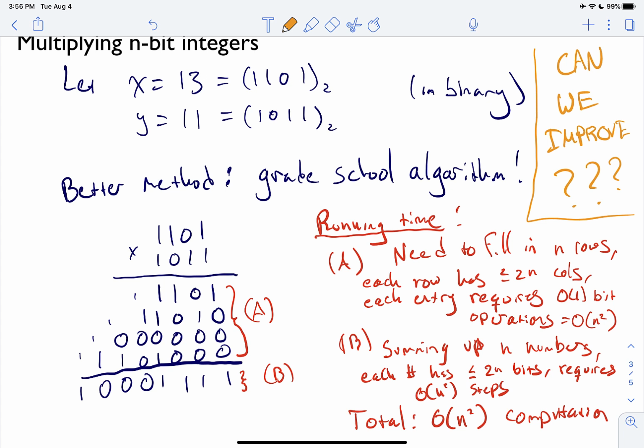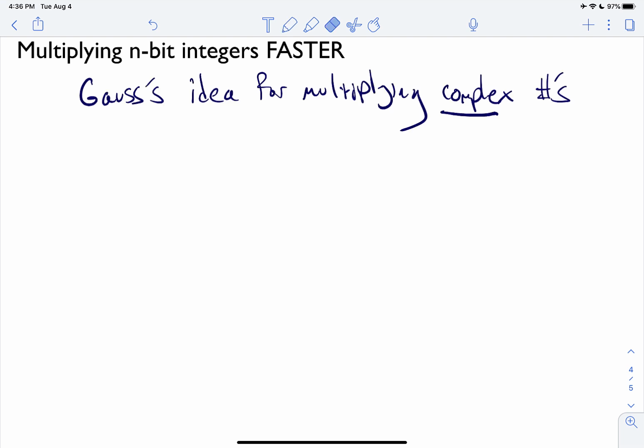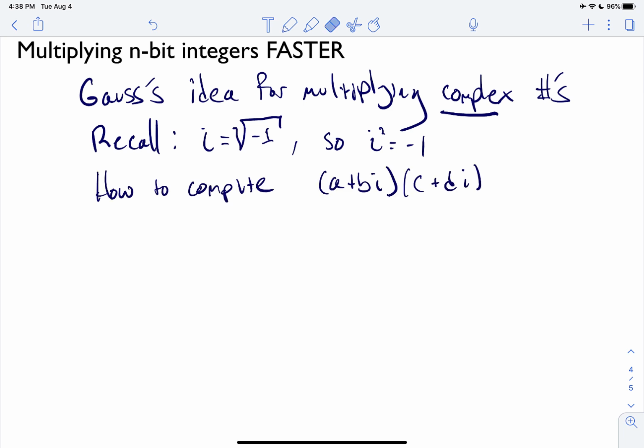It turns out, yes, we can. We're going to borrow an idea from Gauss, who came up with this when thinking about complex numbers. So let's consider how we might be able to design a faster algorithm for multiplying n-bit numbers. Let's recall that the letter i means the square root of -1, so that i squared is equal to -1. The thing we want to answer is, how do we multiply the number a plus bi times c plus di efficiently? Notice that we can achieve this by doing 4 multiplications and 2 additions.